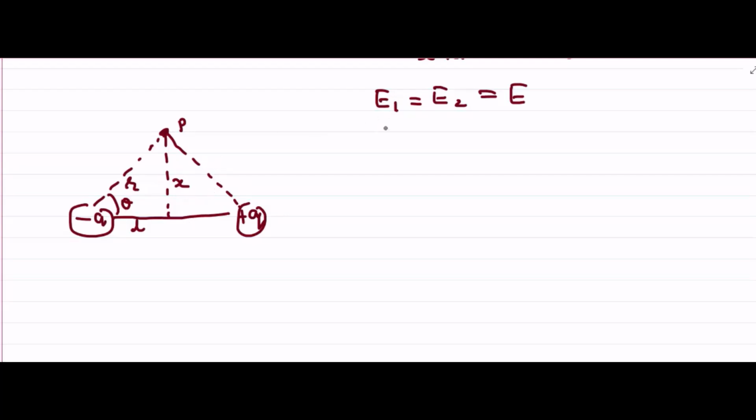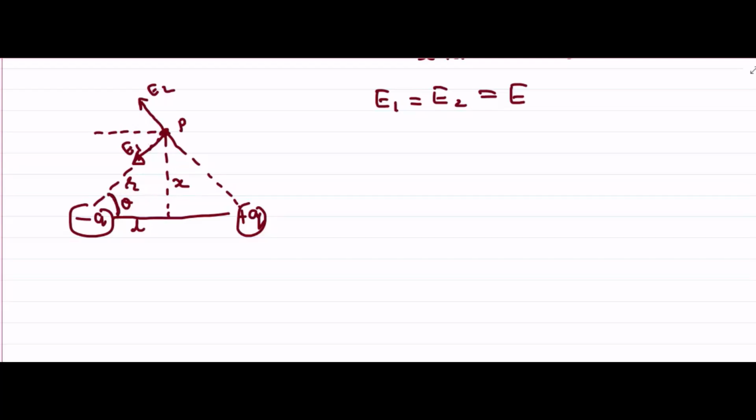Now let us look at the direction of E1 and E2. Since this is a negative charge, the direction of the electric field will be towards it. So this is E1. This is positive charge, so the direction of the electric field will be away from it. So this is E2. So now I know the direction of E1 and E2. So I need to find out now the resultant of E1 and E2. So these are the two vectors E1 and E2.